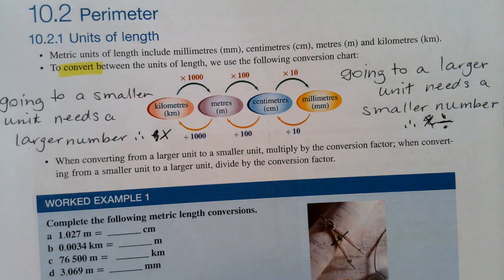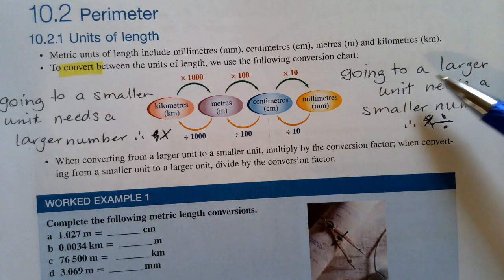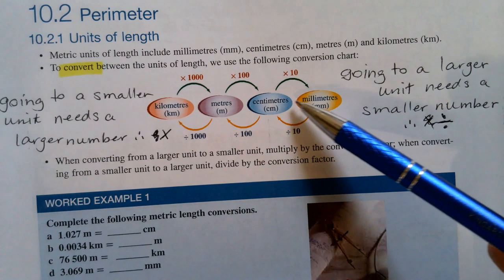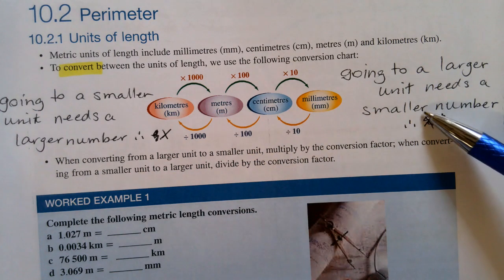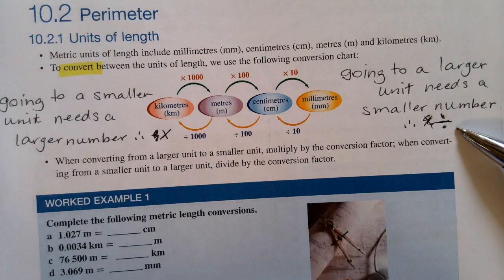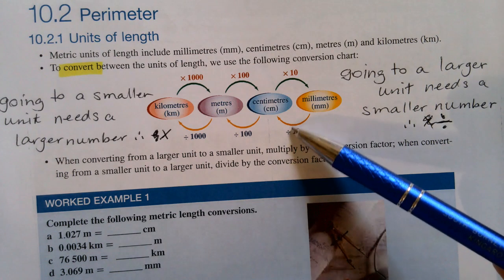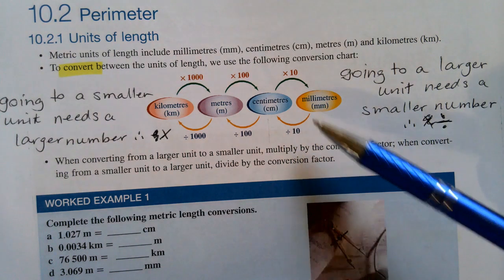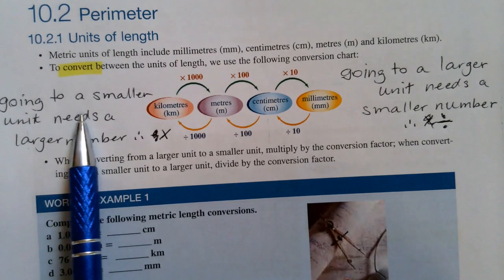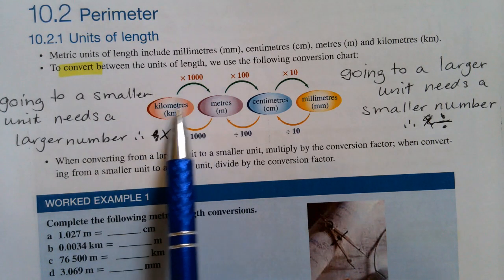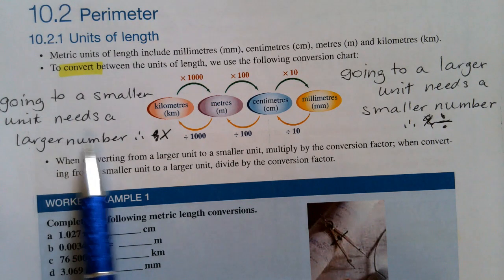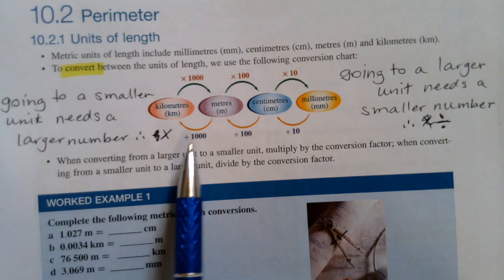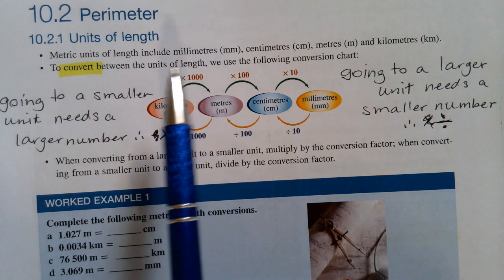And what I say to my students when they're converting, so if they are going to a larger unit, the number must get smaller. To make a smaller number, you must divide by the conversion factor. However, if you are going towards a smaller unit, you will need a larger number. And to make a larger number, you need to multiply by the conversion factor.